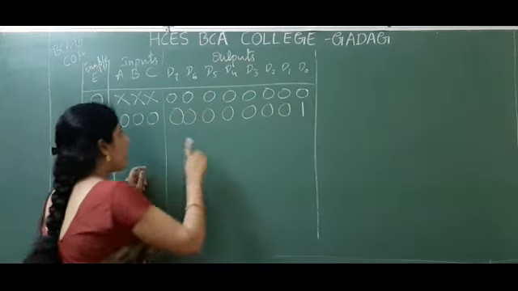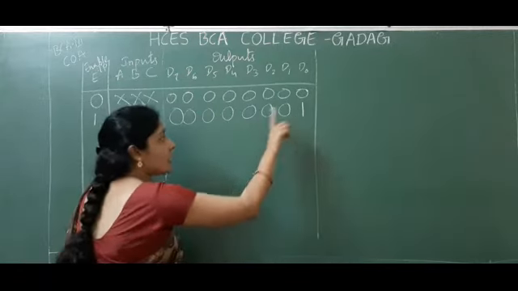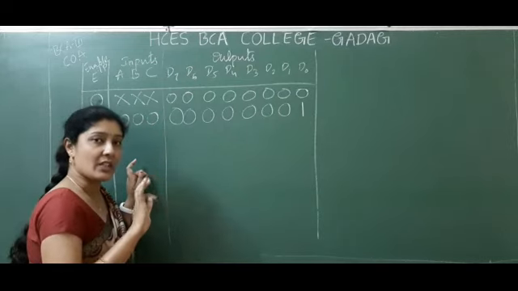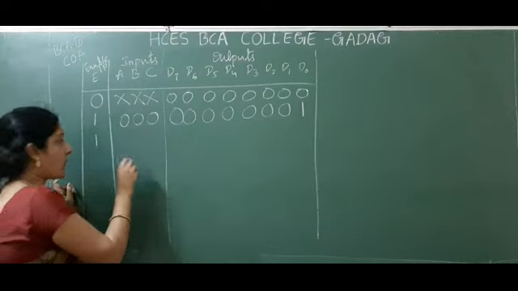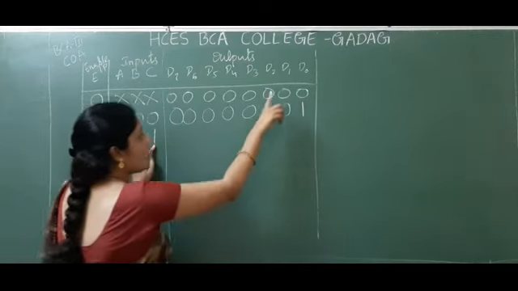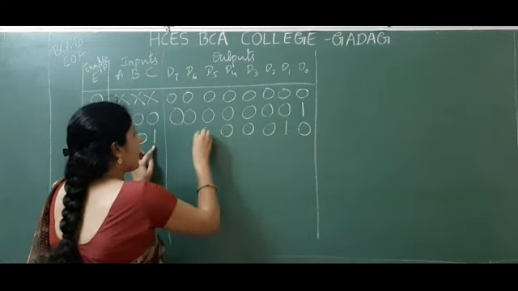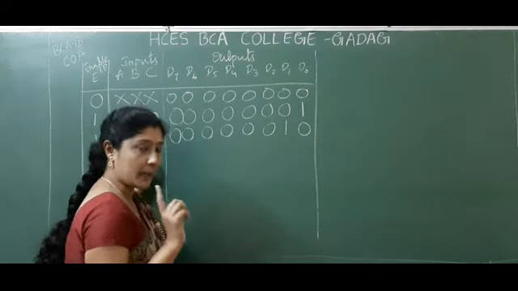That means when the input combination is 0, 0, 0, then the output will be D0. It means the other outputs are not present. Next, of course, enable has to be 1. Then 0, 0, 1. 1 means D1. This will be the output and remaining are not the outputs. Only one output appears at a time.